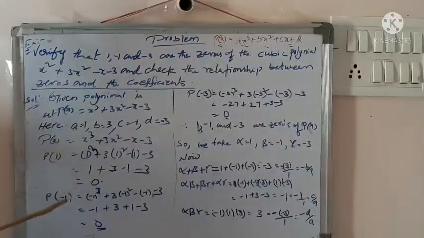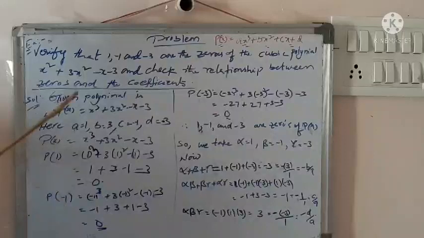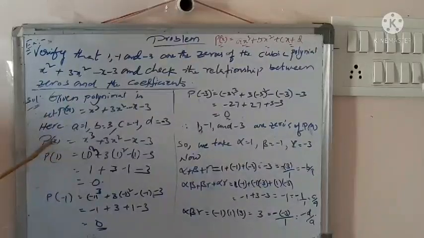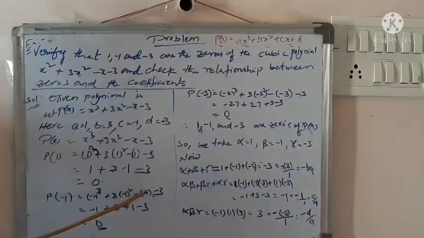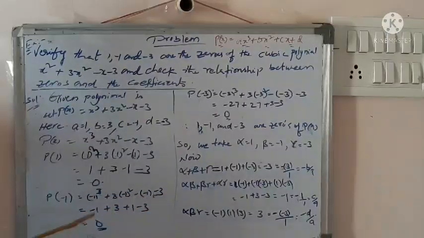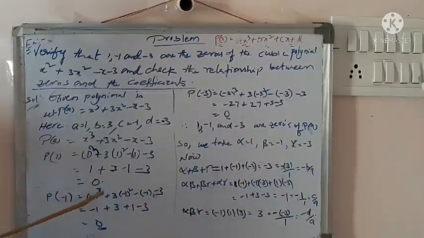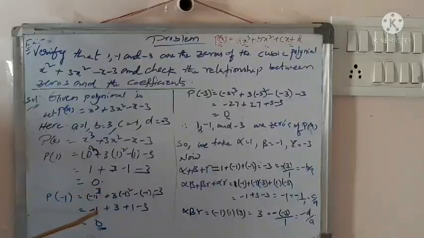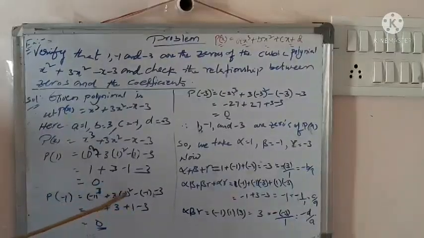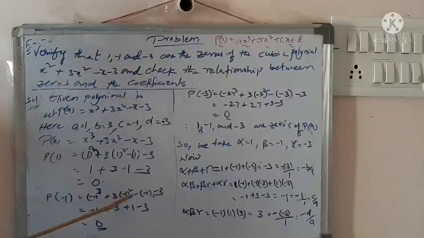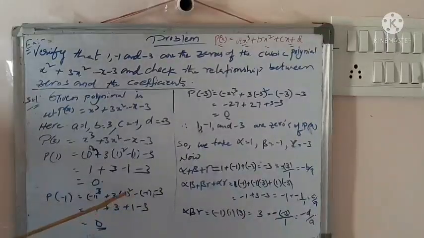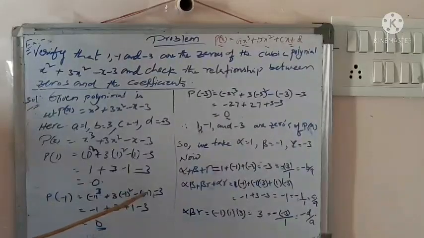And now take the next number, minus 1, instead of x. Minus 1 whole cube plus 3 times minus 1 whole square minus of minus 1 minus 3. Now minus 1 multiplied 3 times you will get negative, minus 1. The square of any negative number is always positive, so here you will get 1. 1 into 3 is 3. So minus into minus is plus.